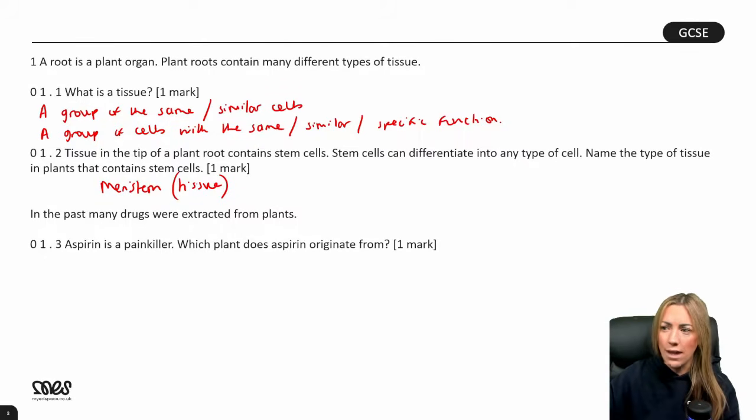Another easy 1 marker. Aspirin is a painkiller. Which plant does aspirin originate from? Now, aspirin comes from the willow tree, or you can just say willow. Another drug that you should know, for example, is the heart drug digitalis, which comes from foxgloves, or penicillin, which comes from penicillium mold, which is a fungus. But for this, it's just 1 mark. Again, it's something we have to learn. Aspirin comes originally from willow trees or willows.